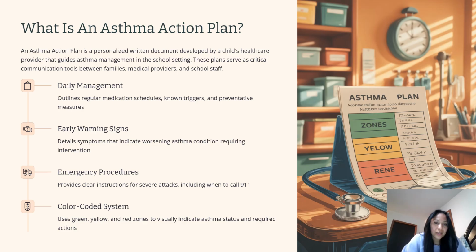It also includes emergency procedures, which provide clear instructions for severe attacks when it's necessary to call 911. It also contains a color-coded system, with green being the child is okay, and yellow meaning we need to watch out and make sure that the child is okay, or he uses an inhaler or something, and the red zone is when we need to call 911. We need medical attention.